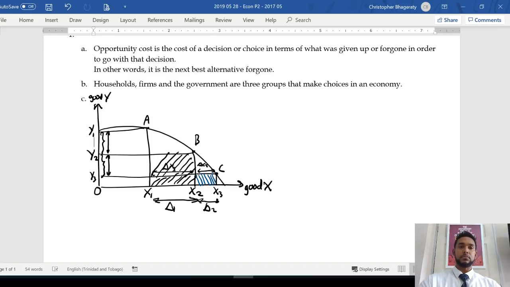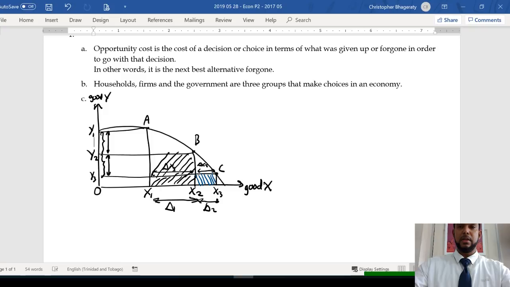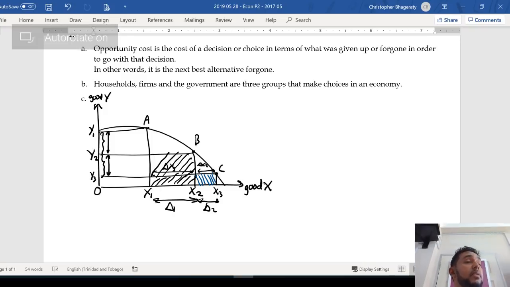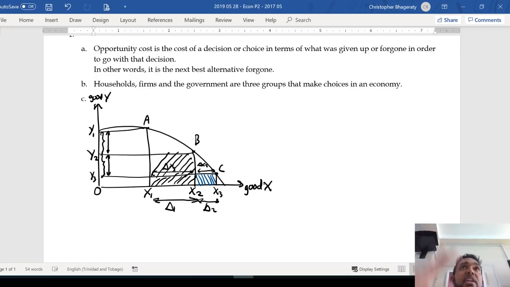So what's another question they could ask you? Yeah, they could flip it and ask, with the aid of a PPF, show how you could get a decrease in opportunity cost. Okay, let me label these diagrams then. That'll be a concave line. A concave line is one that bellies in, as opposed to bellies out.